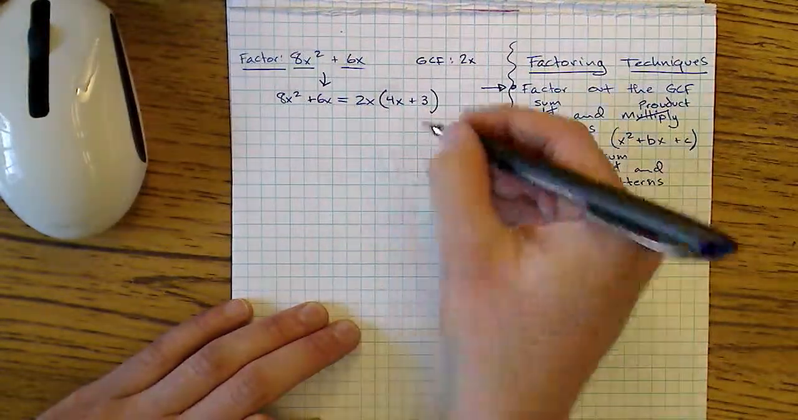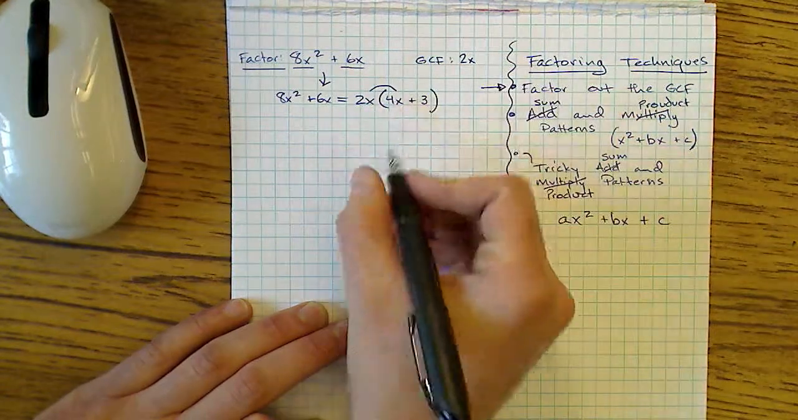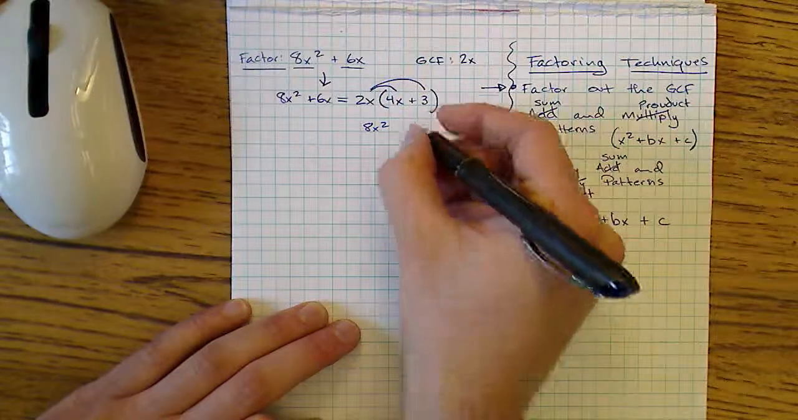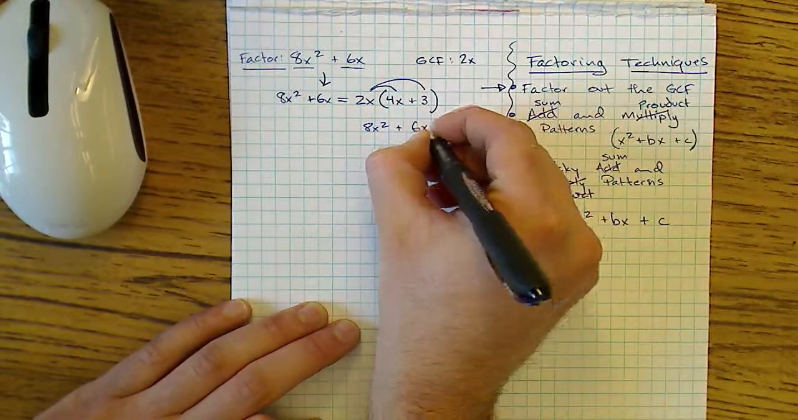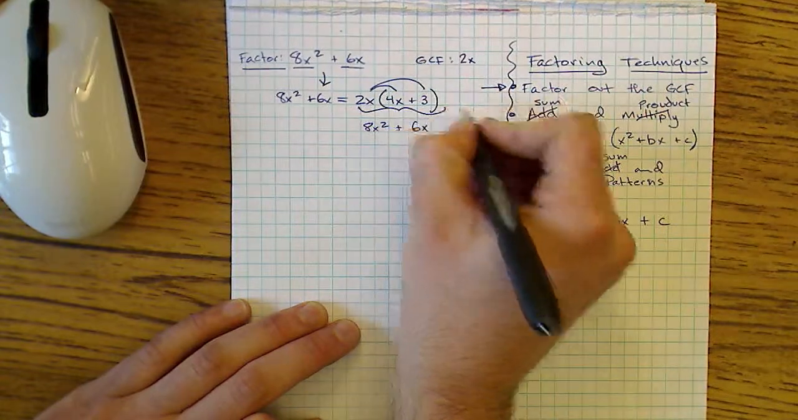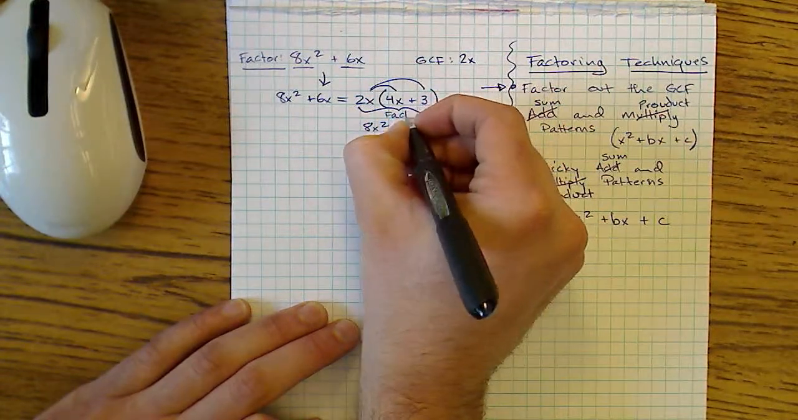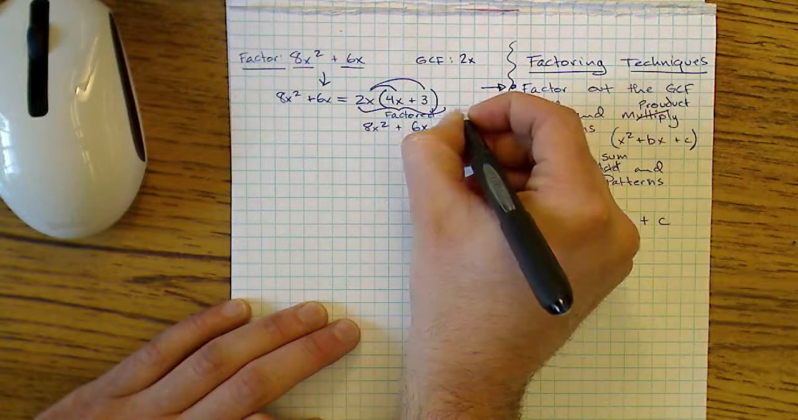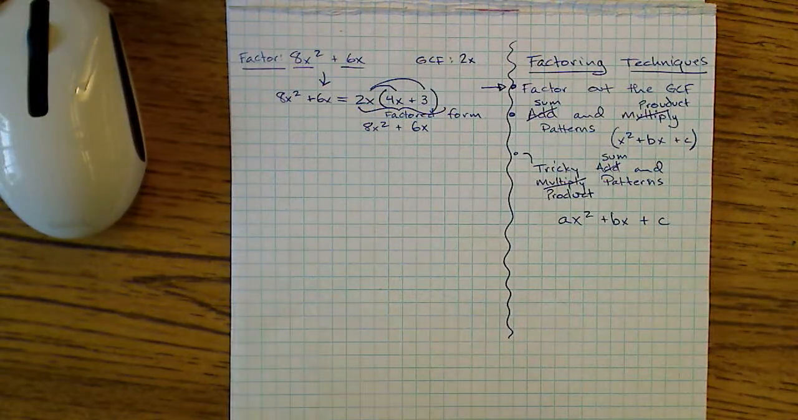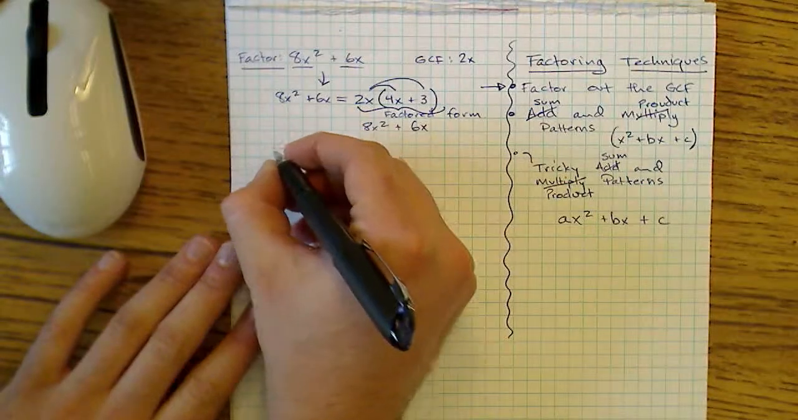And I know that I got the right answer because if I distribute it back, 2x times 4x is 8x squared. 2x times 3 is where that plus 6 comes from. So I know I got the right answer. So this is the factored form. I factored out the greatest common factor. Look at another one with the greatest common factor that I could factor out.